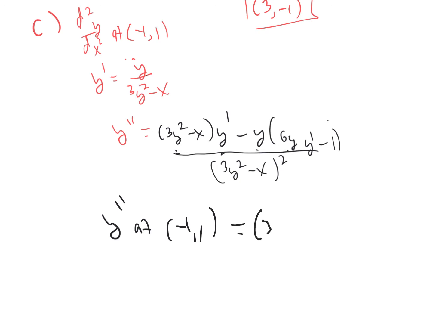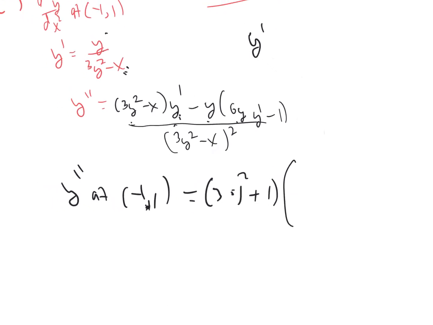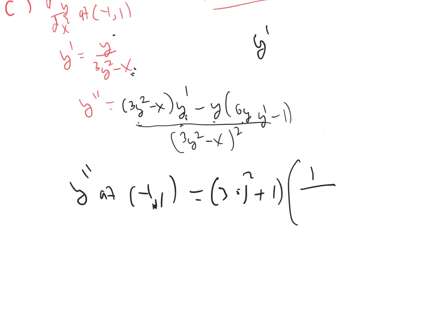It is 3 times the 1 squared, minus the x, which is a negative 1, becomes a plus 1, times the derivative at that same point. I'll remind you what y prime was. Y prime, well, there it is right here. I have to plug my ordered pair into that derivative as well. So that's going to be the y, which was a 1, over 3 times 1 squared is still a 3, minus the x. That's going to give me a minus 1 plus 1.